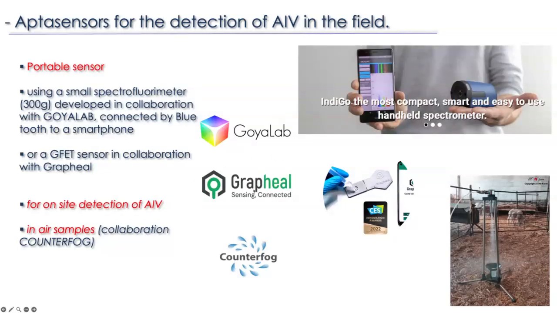On the other hand, as I just mentioned, we are developing with Rafael this sensor that works like a lateral flow assay. You just load a drop of a sample here, and you get an electric signal that translates the presence of hemagglutinin. And of course, the goal is to analyze not hemagglutinin, but the virus. Presently, we are working on the detection of the virus, and this has to be done in air samples. The sample will be collected thanks to the instrument developed by Counterfog.